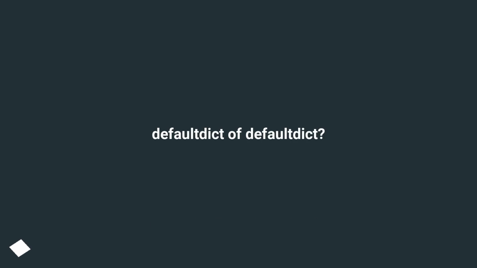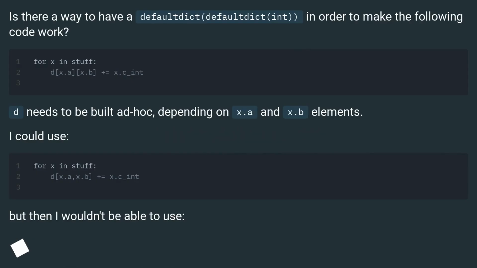defaultdict of defaultdict. Is there a way to have a defaultdict int in order to make the following code work? E needs to be built ad hoc, depending on x.a and x.b elements. I could use, but then I wouldn't be able to use.